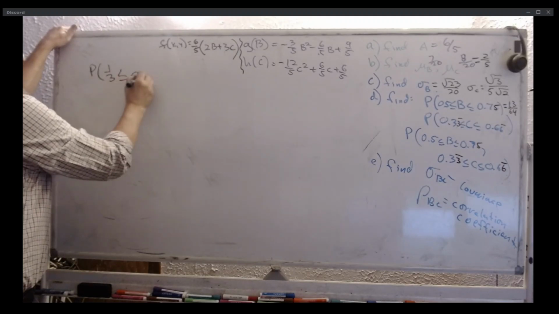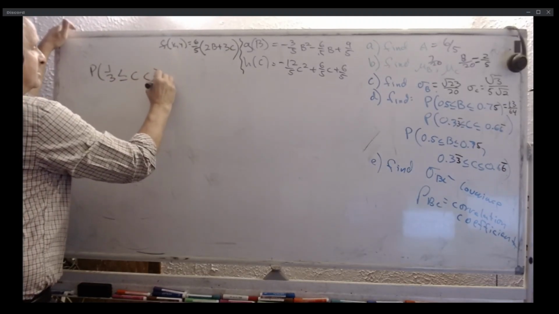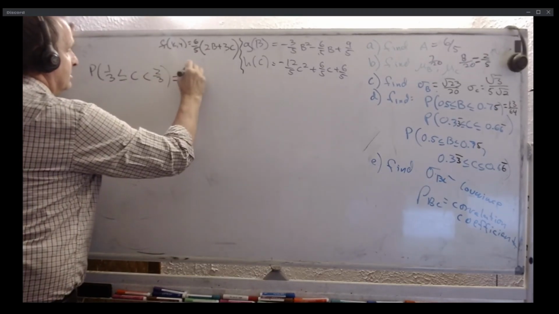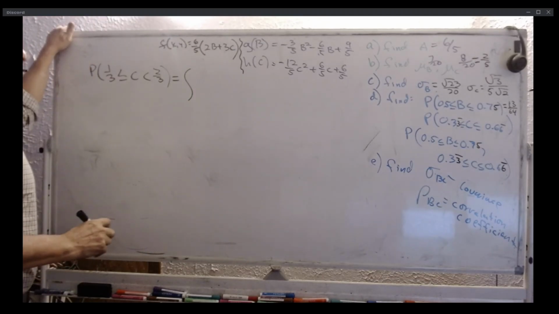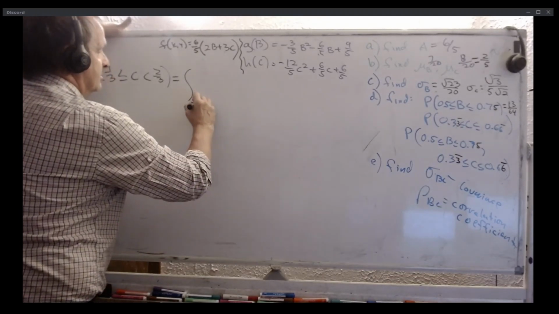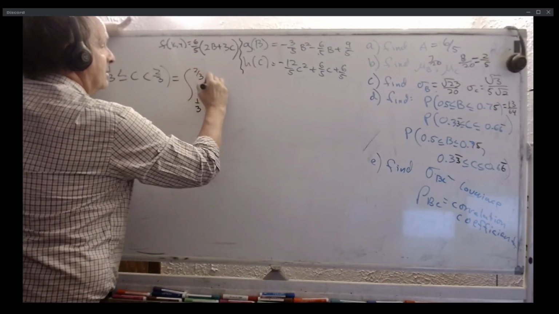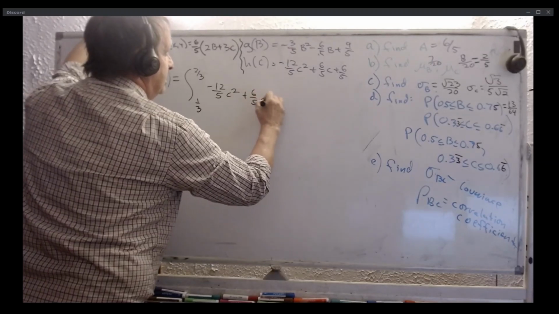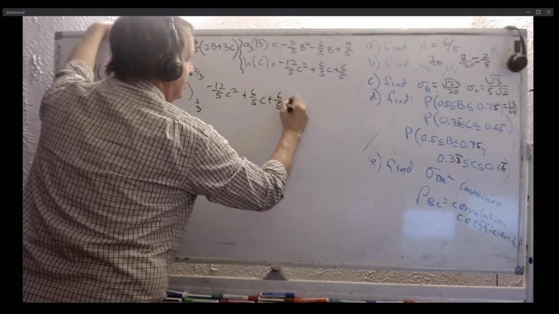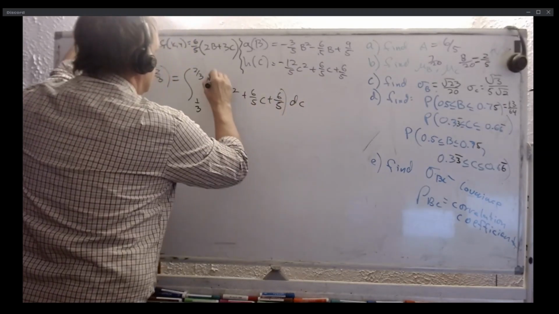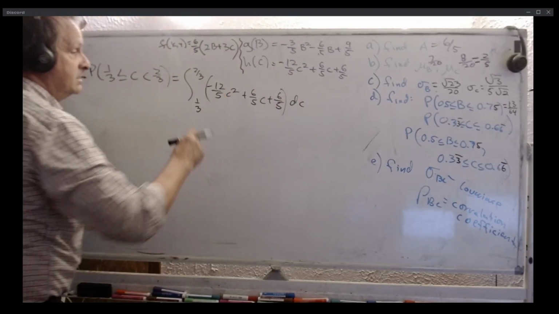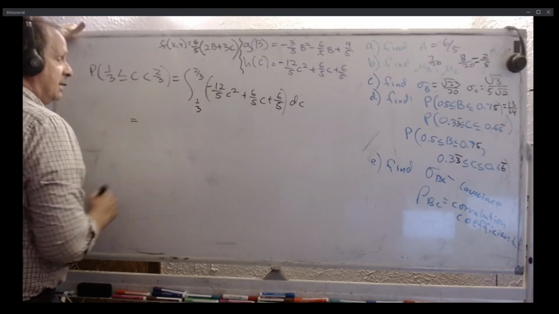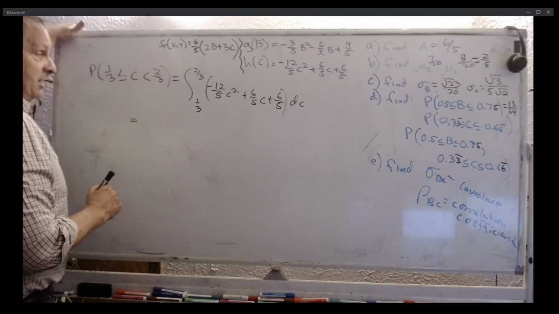Here we go, guys. By the way, does it matter if I include the equalities here? It most certainly does not. And I use h of c, do I not? Negative 12/5 c squared plus 6/5 c plus 6/5 dc. That's our integrand. Integrate that. I'll do it up here. You do it on your papers, and we'll compare results.